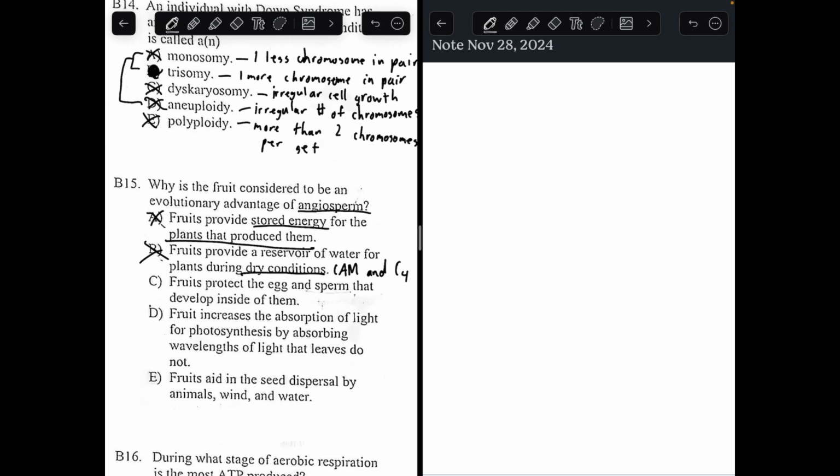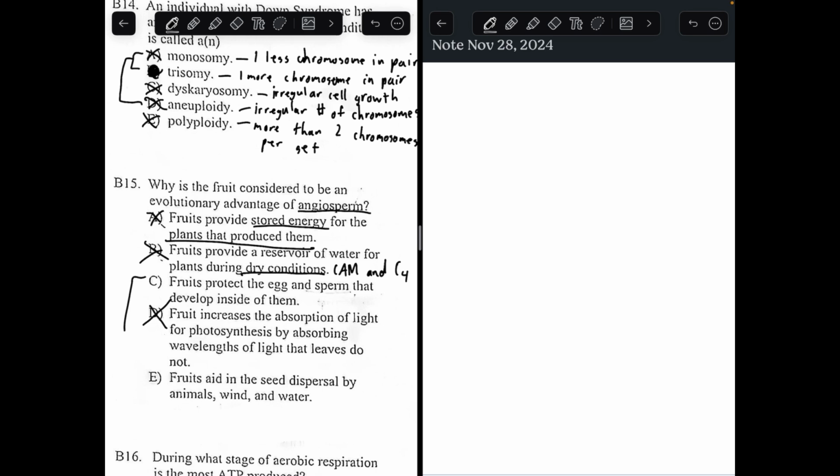D: Fruits increase the absorption of light for photosynthesis by absorbing wavelengths of light that leaves do not. This is the furthest from the answer. Fruits have nothing to do with photosynthesis. They do not participate in it. The only thing that participates in photosynthesis are the leaves of the plant.